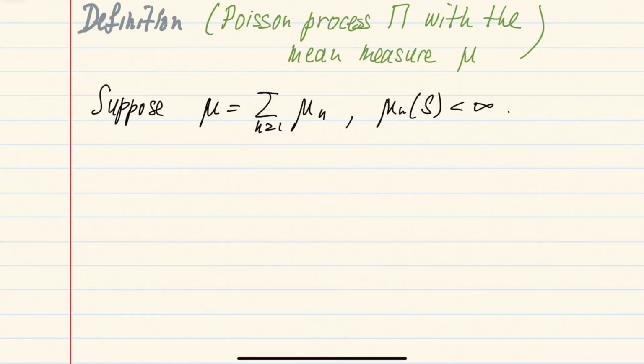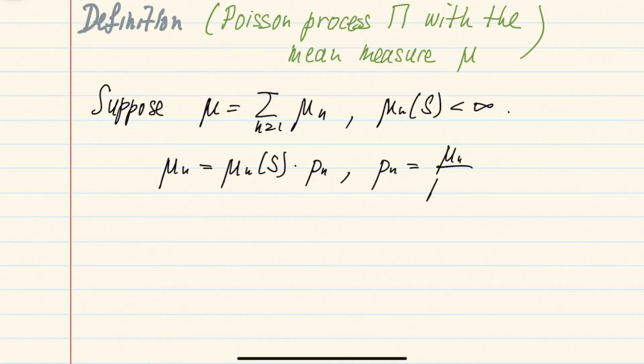Throughout this section we will often write each measure mu n as its total mass, mu n of S, times Pn, where of course Pn is just this measure mu n scaled by the total mass. In particular, this Pn is a probability measure. Okay, and then given such a representation of our measure mu, we define a Poisson process with this mean measure as follows.